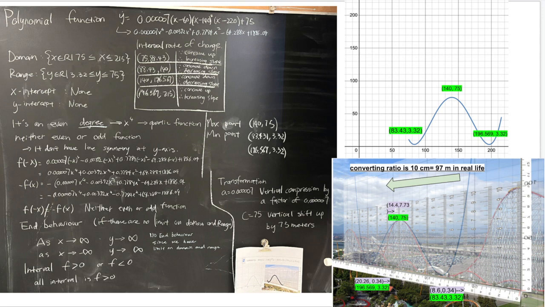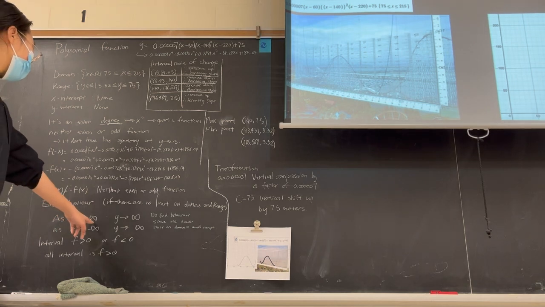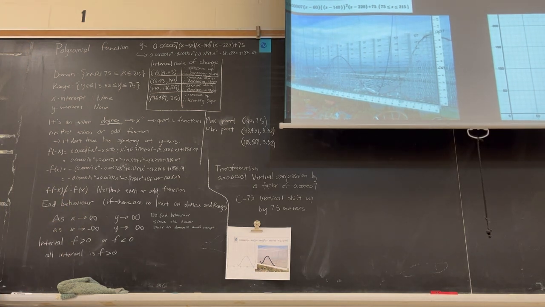And end behavior. It actually doesn't have an end behavior since there are restrictions on domain and range. But if there were no restrictions on domain and range, the end behavior would be x approaching positive infinity, and y also approaching positive infinity. And if x is approaching negative infinity, y is still going to approach positive infinity. And for the intervals where f is greater than 0 or f is smaller than 0, all intervals are f greater than 0 because it's above the ground.